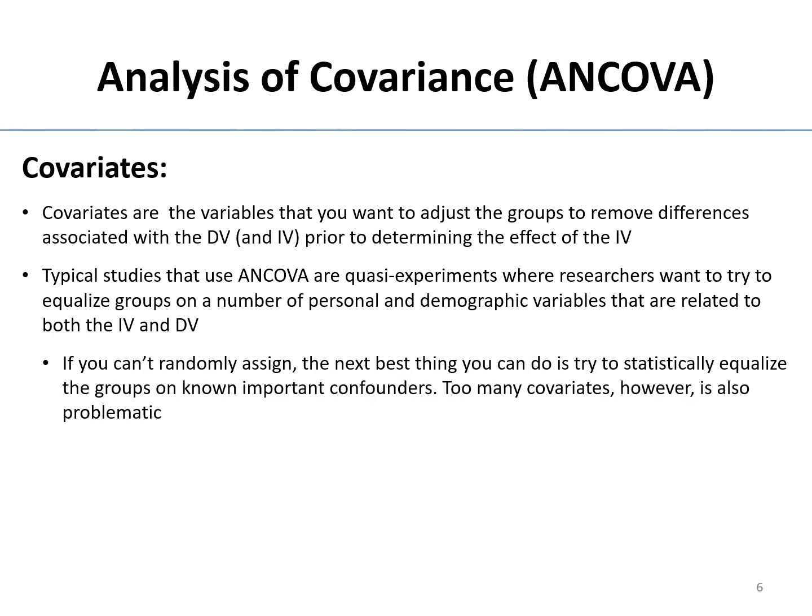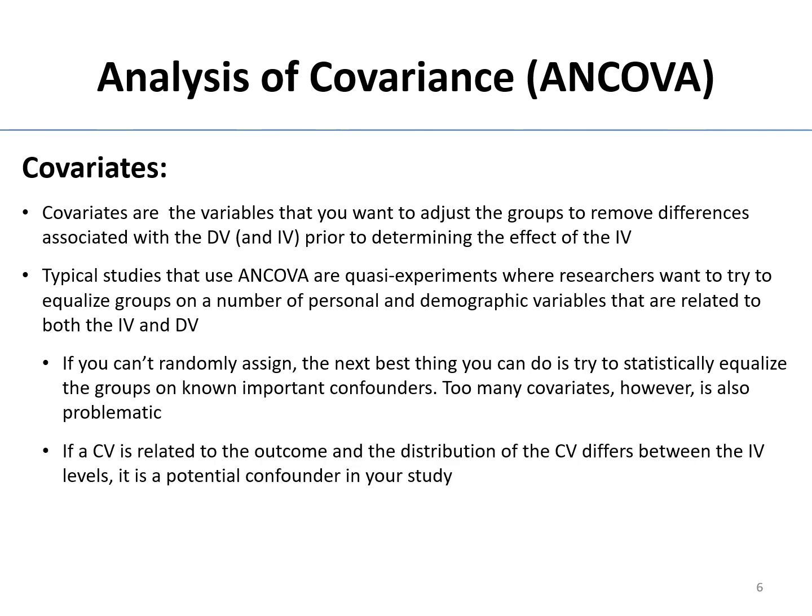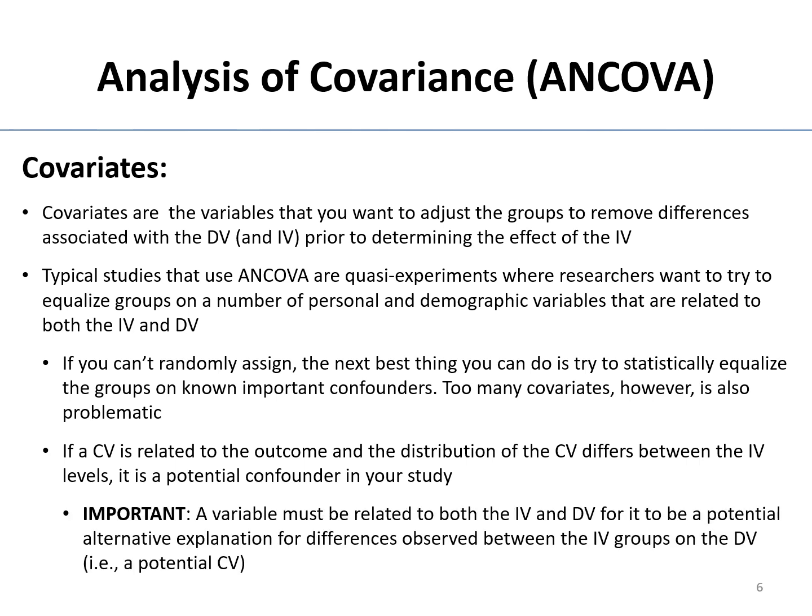So if you can't randomly assign, the next best thing to do is to try to statistically equalize the groups on those factors that are known to be important. However, you don't want to go crazy and get too many covariates because that has its own problems. So if a covariate is related to the outcome and the distribution of the covariate differs between the independent variable levels, then it is what we call a potential confounder in your study. It's a variable that could confound the relationship between the independent and dependent variable.